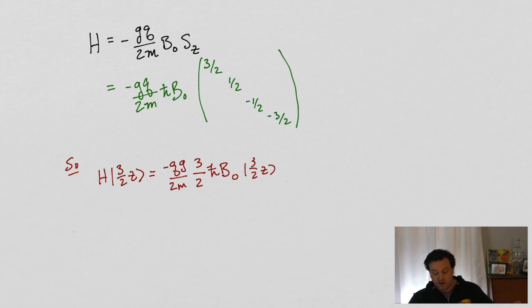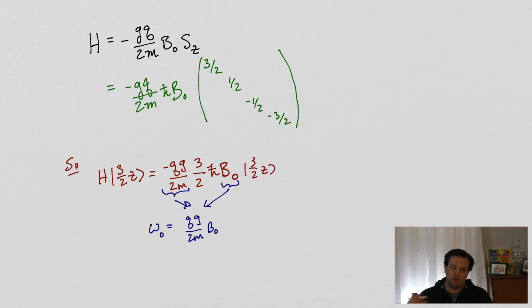So if I write this out, I know that I have this big old complicated coefficient, minus gq over 2m h bar B naught, times the matrix that goes from 3/2 to minus 3/2 if I'm in a spin 3/2 system. And so to put that explicitly, that means that if I act H on the plus 3/2 z state, I get out this eigenvalue for the energy of the state, right?